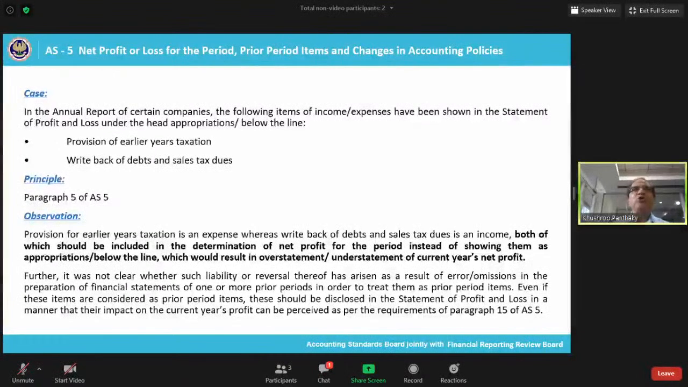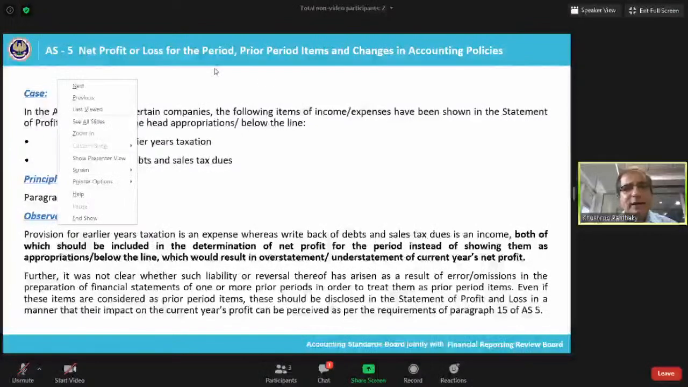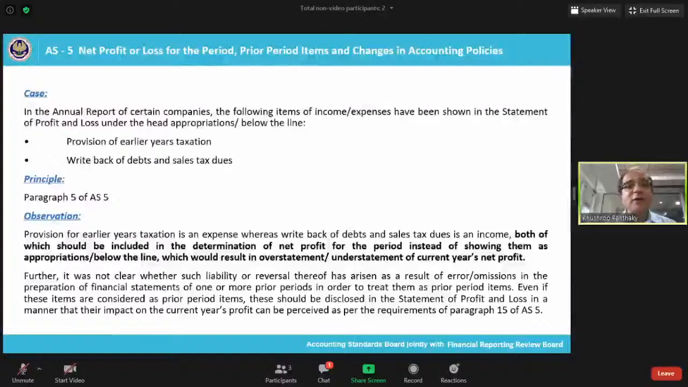There is a manner in which you are required to disclose your earlier year's tax. So if at all there is a shortfall in the provision of tax of earlier years, or if at all there is a write back of the excess provision of earlier years, there is a manner in which those disclosures are required to be made. Although it's being made separately, it is made as a part of your tax provisions. Similarly, your write back of debts or your sales tax dues are not below the line. What is the need of doing that? And therefore, these are incorrect if at all they are being shown as appropriations or below the line or as a prior period item. Please make sure that these are not coming as a prior period item.